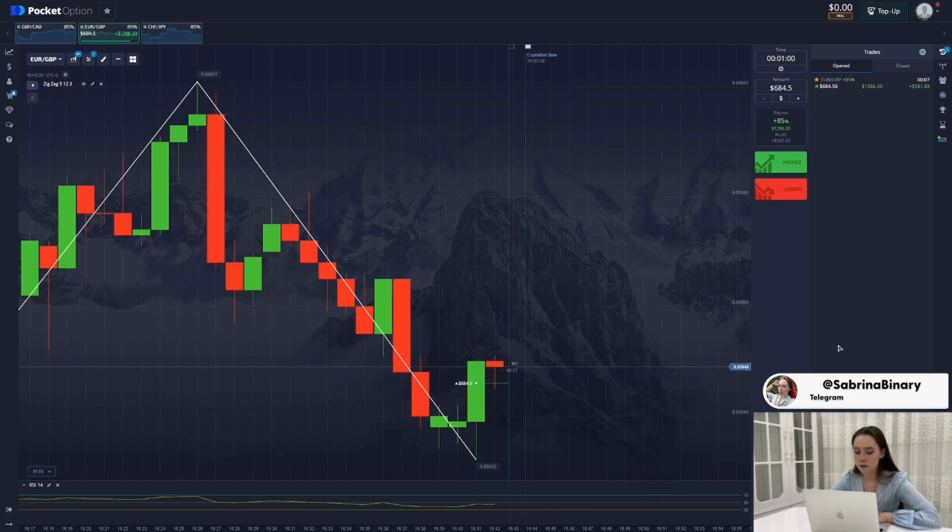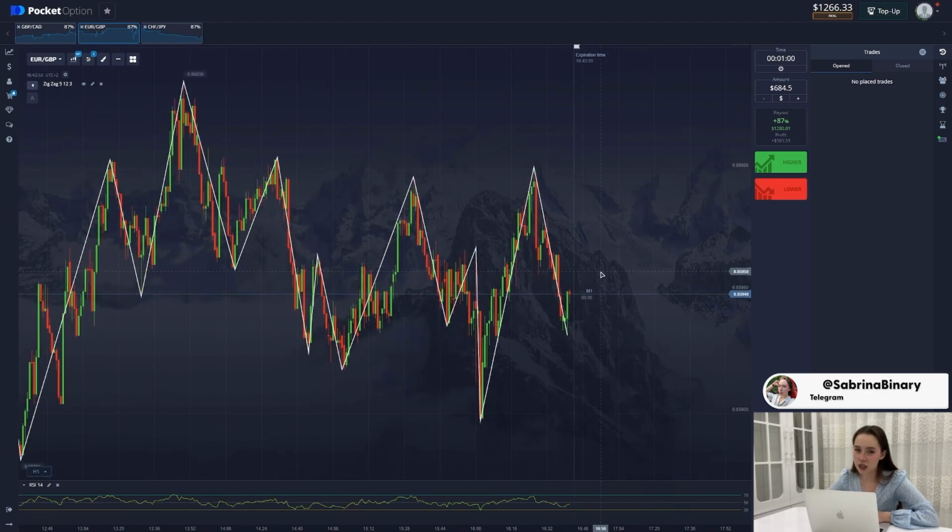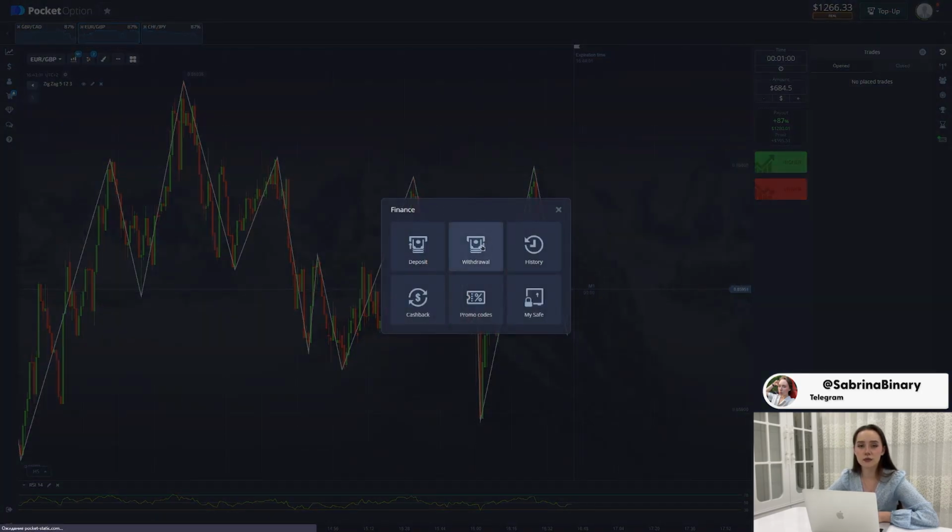We have 5, 4, 3, 2, 1 until the end of our trade, and our trade is closing in plus, and profit is $581, and now our balance is $1,266, and let's get that money out.